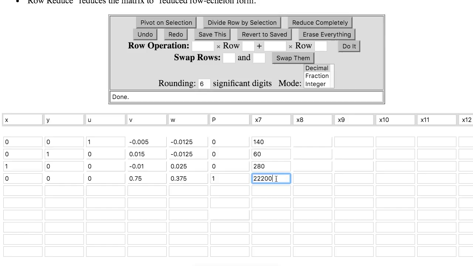So let's think about the slack variables. The slack variable U, which is unused land, is 140 acres. See, we're planting 280 acres in corn, 60 acres in soybeans, so that's a total of 340 acres we're planting. The other 140 acres is not used. And all the storage space and capital is used.